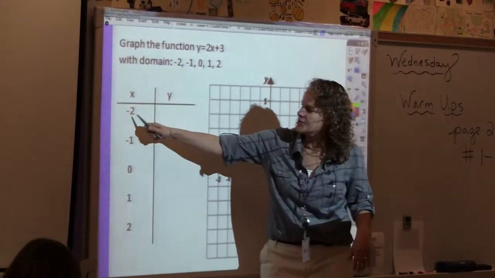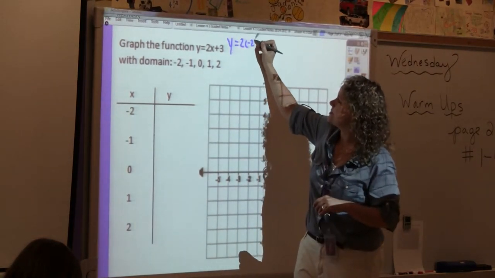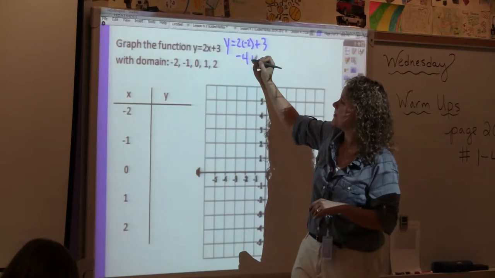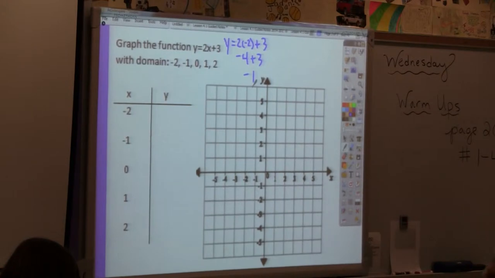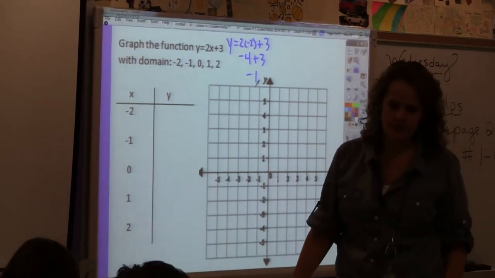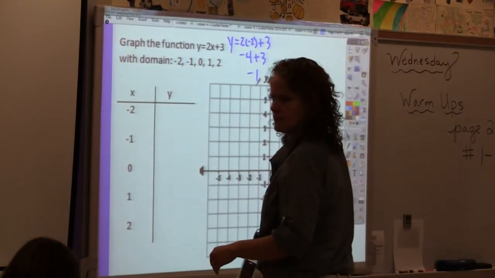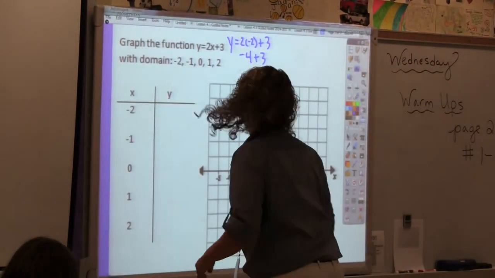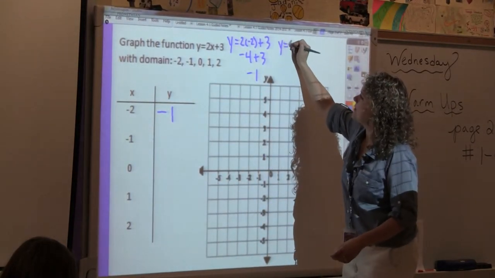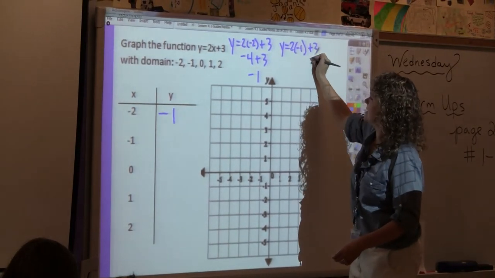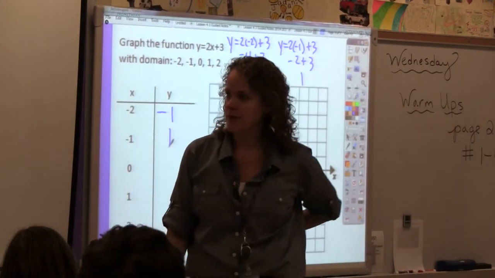Here we go. We're going to start with this, -2. y equals 2 times -2 plus 3. That's -4 plus 3. Did you get -1? When you put in -2, did you get a -1? All right, now we're going to do the next one. y equals 2 times -1 plus 3. That's -2 plus 3 is +1. You get a +1 for that one?